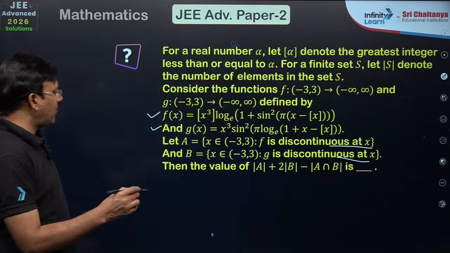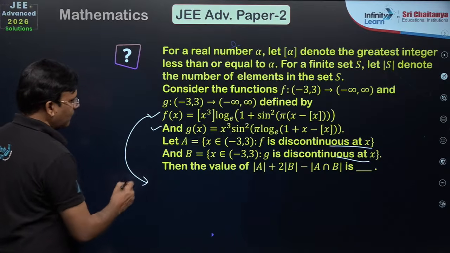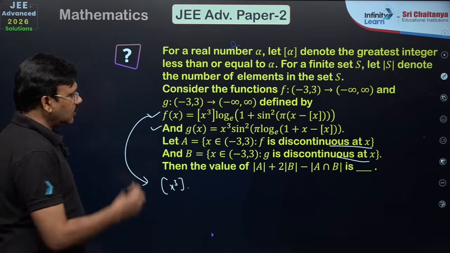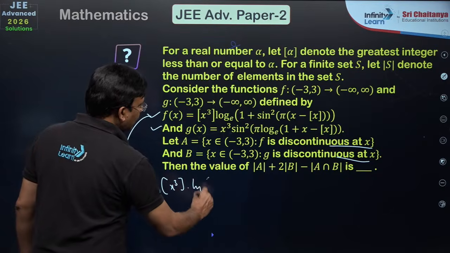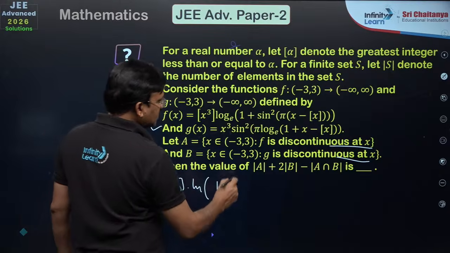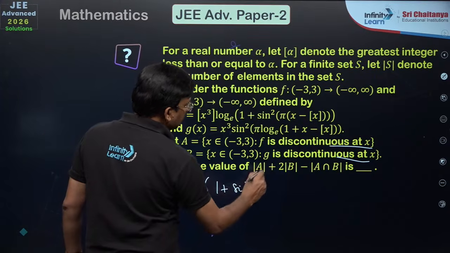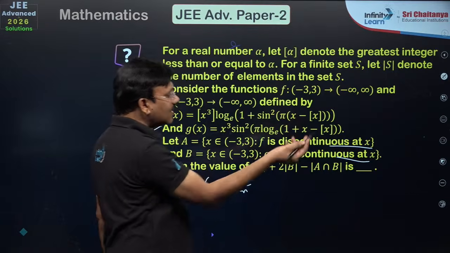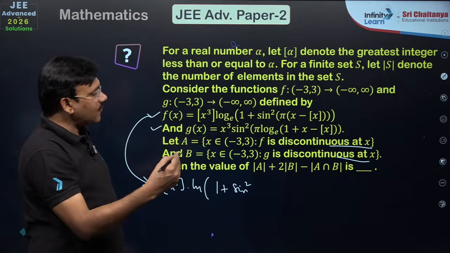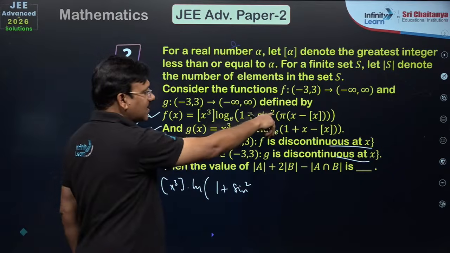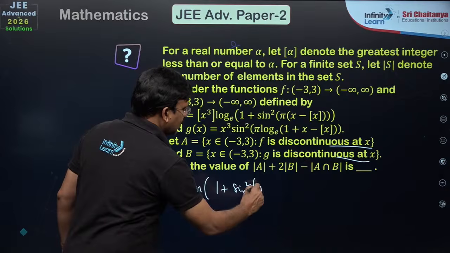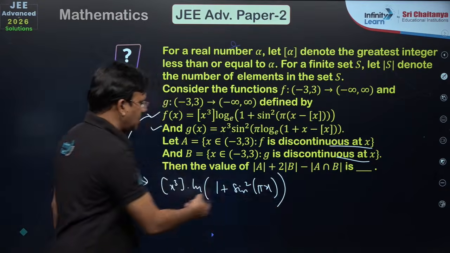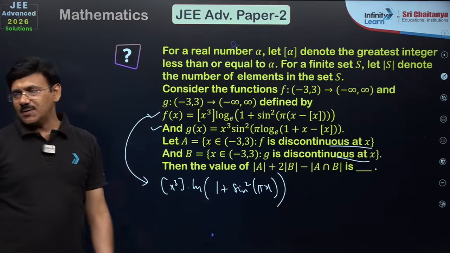In this function, f of x, let me talk about first, step of x cube into ln of 1 plus sine square of pi x minus step x, which is sine of n pi plus or minus, but the square is there, you can write sine pi x, perfect. So which is always continuous. So I have no issue with this particular part.